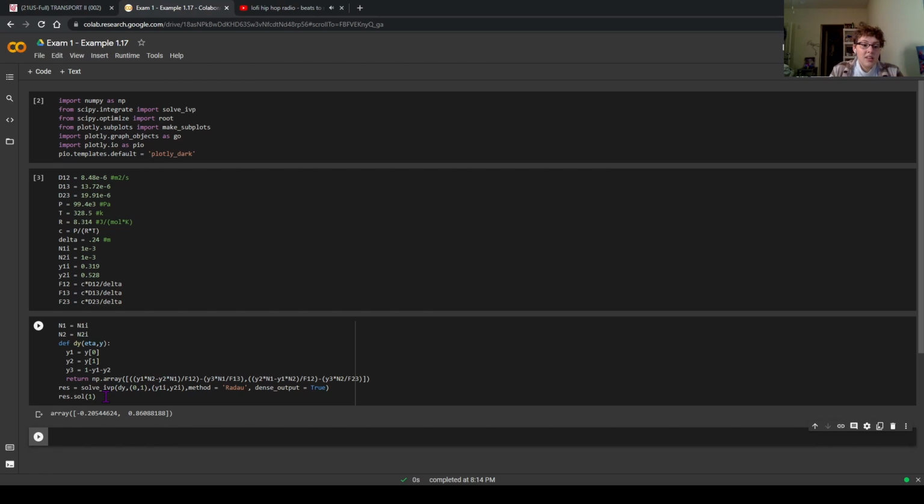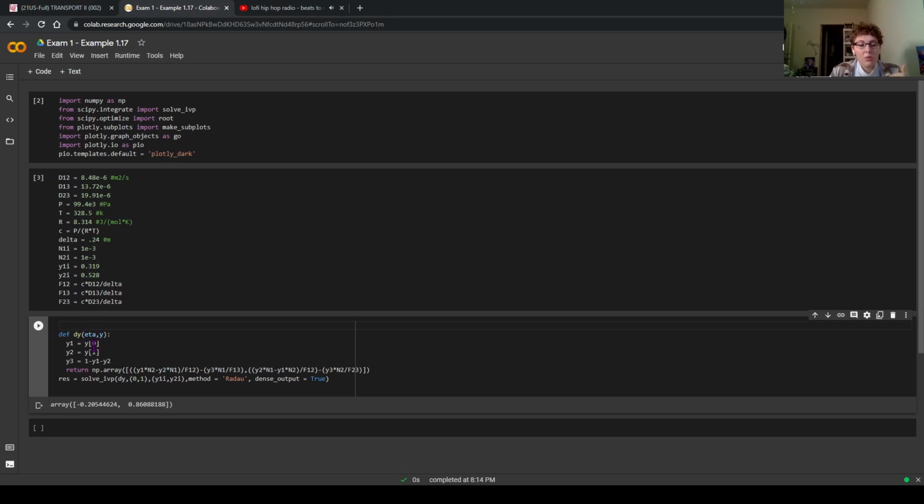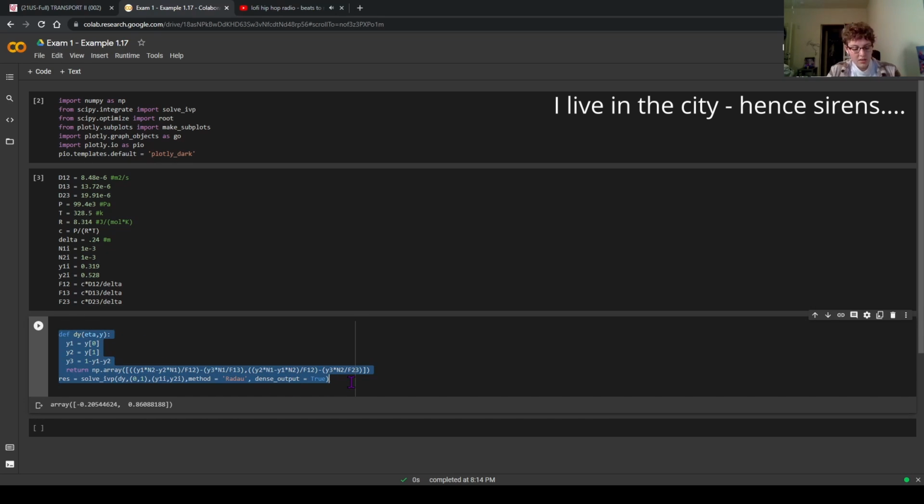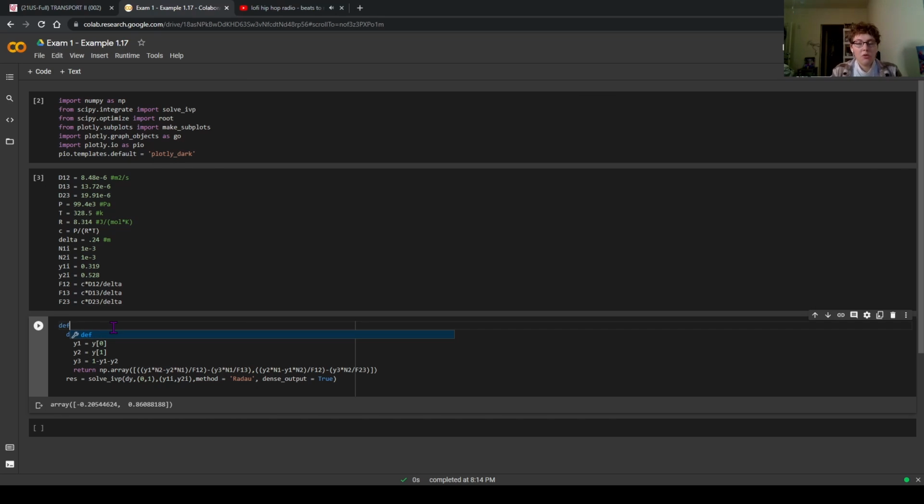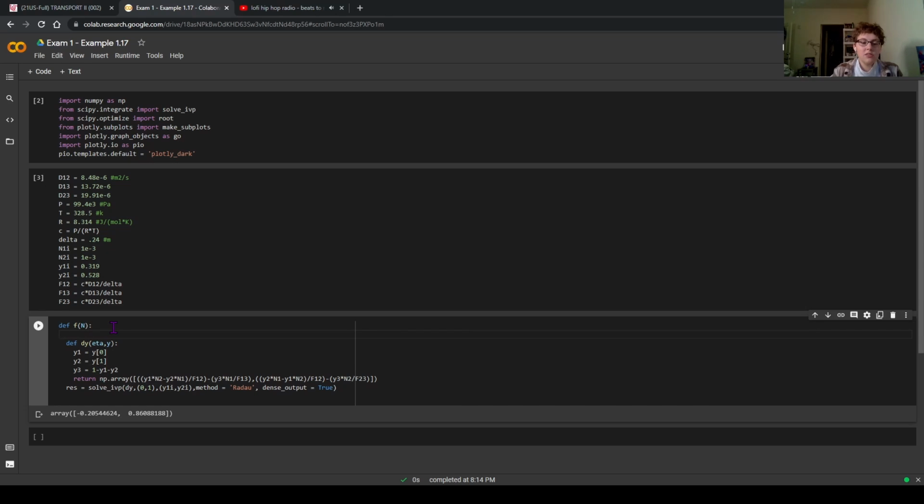But once again, since we know that at eta equals 1, those two mole fractions are supposed to be 0, we can then use a root solver to figure out what our actual molar fluxes are. So the first thing that we have to do is define a new function for our roots and the molar fluxes. So we just shifted everything in so that this will fall within the same function, and we're going to define this as f of n, since that is what we are trying to solve for.